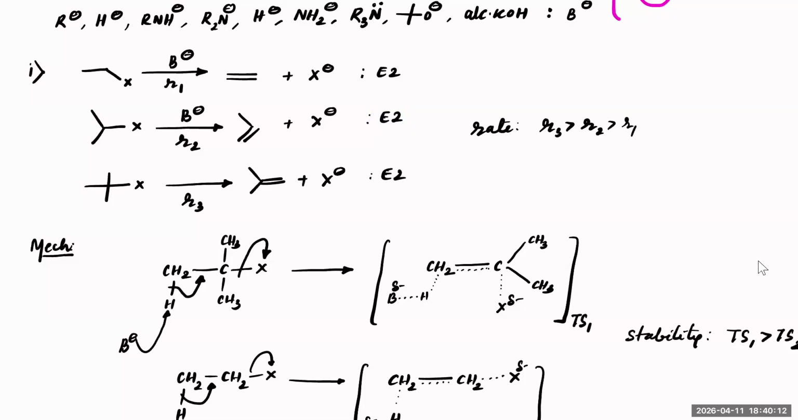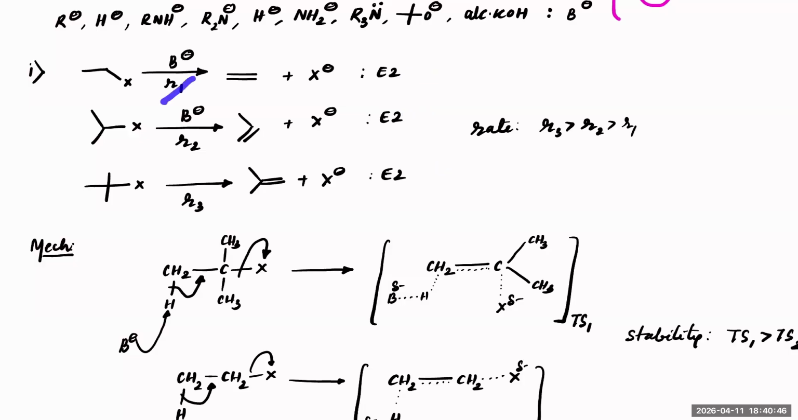All right. Then, if it is in a secondary position here, you will get this as an alkene and X minus. This is also via E2. This one is also via E2. This one is via E2 mechanism. So now you will get E2 mechanism in all the cases.